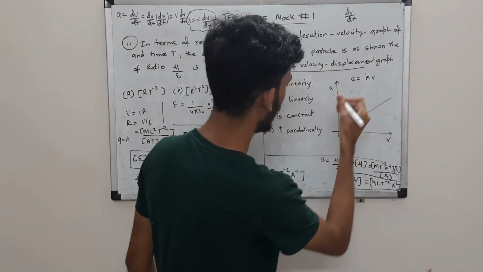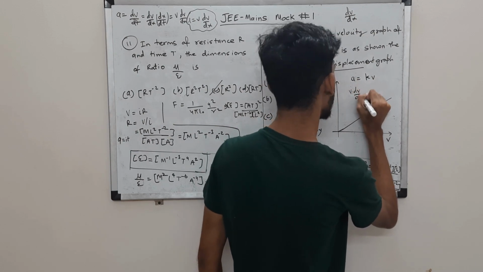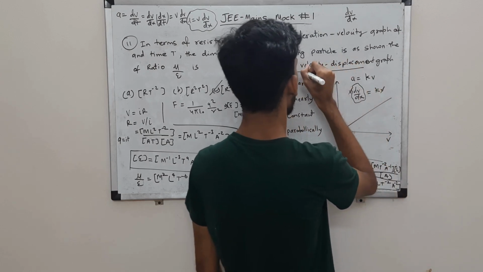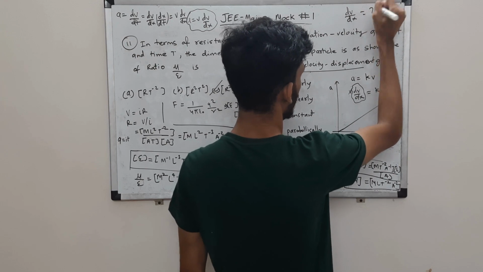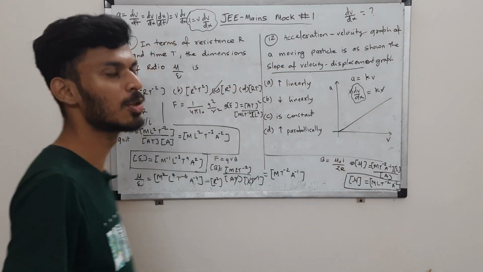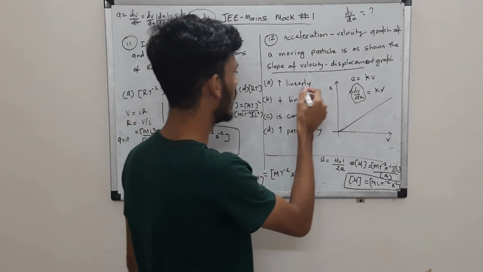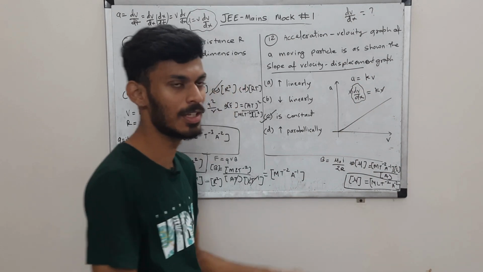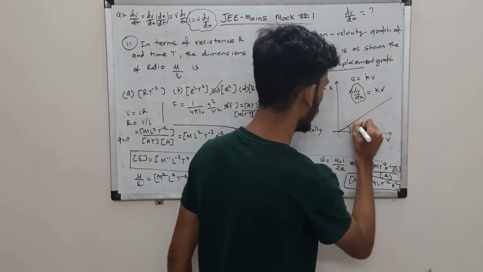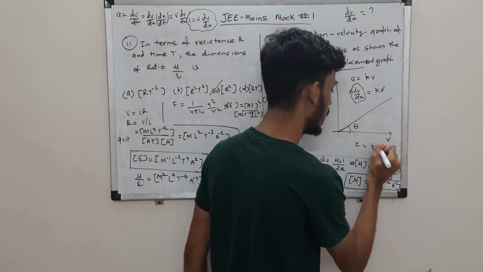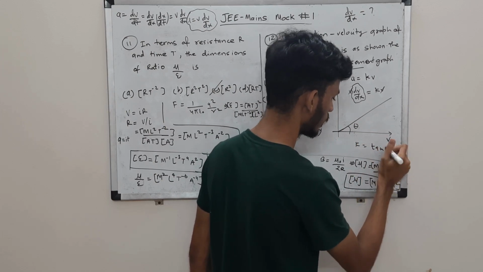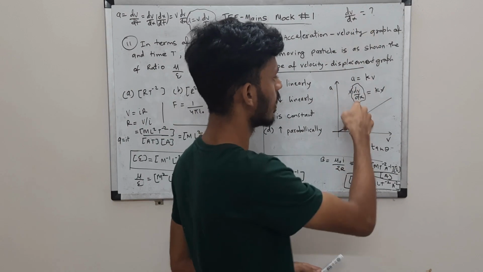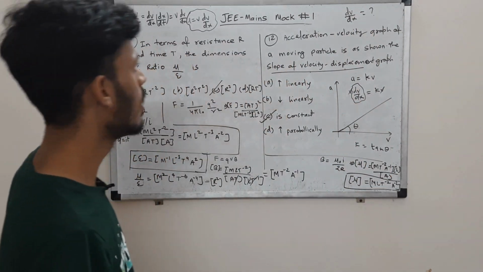So we'll write a as v dv by dx, and here we have kv. v will get cancelled. This is nothing but the slope of your velocity displacement graph, dv by dx, which we are supposed to find. It is equal to k, the slope of the line, which is constant. It is not linearly increasing or decreasing, it is constant. Suppose this angle is theta, then the slope will be tan theta, some constant value for a line. So the slope of the velocity displacement graph will be constant. So that's our answer. Let's move to the next question.